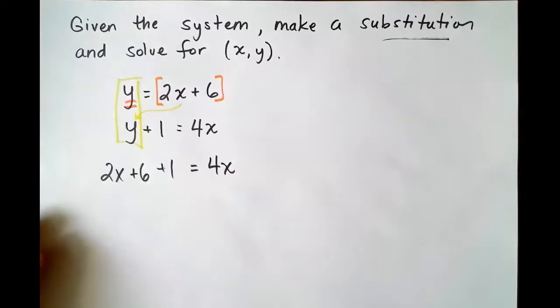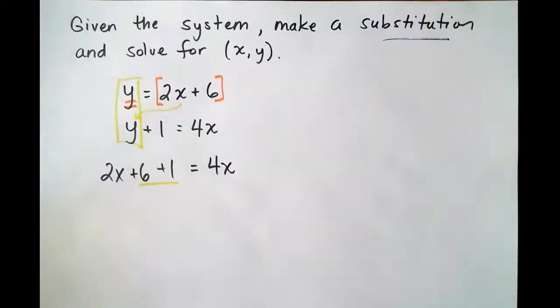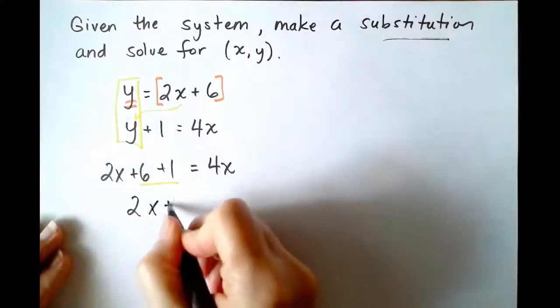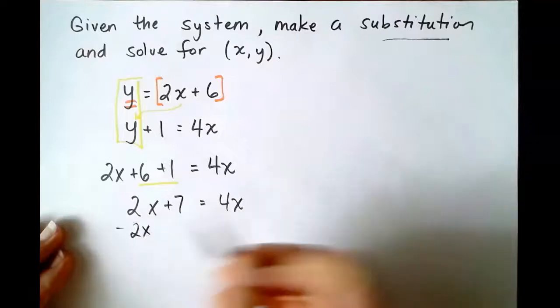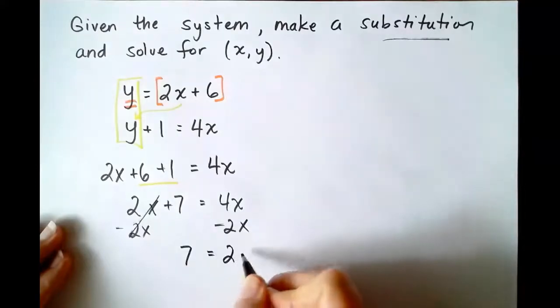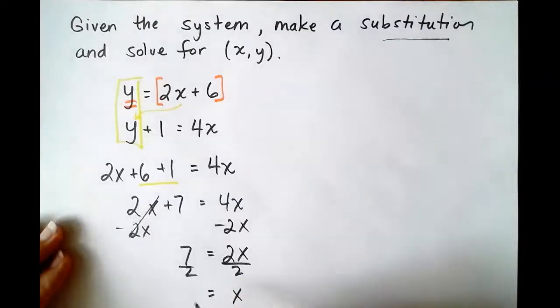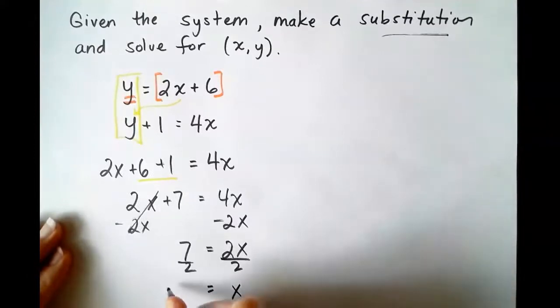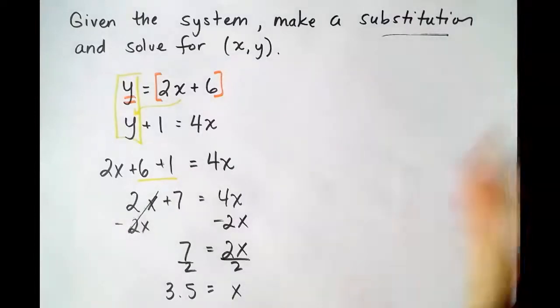First of all, we need to combine like terms here. 6 plus 1 is 7, so 2x plus 7 equals 4x. And then next, subtract 2x, subtract 2x, and we end up with 7 equals 2x. Divide by 2, x equals 7 halves, which is the same as 3.5. That's something very easy for us to plug in. So x equals 3.5.